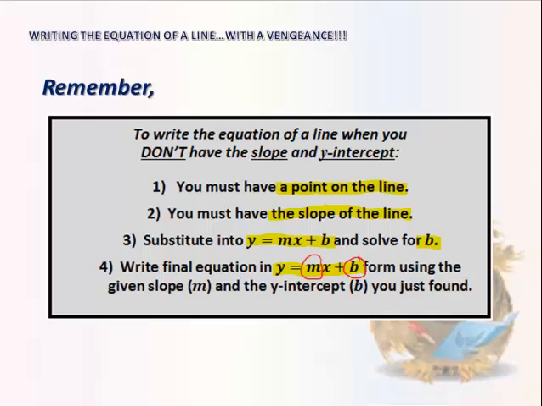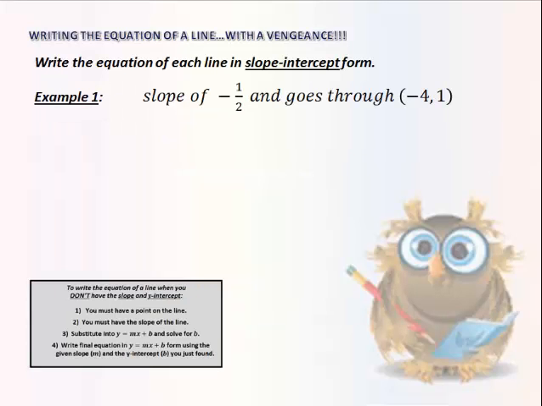Okay? And remember, there are other things you might have to do with this. You might have to actually find the slope. Remember, to find the slope, you have to have 2 points. So let's go ahead and get started on the first example. This should basically be a review for you because you've done these same types of problems in the last 2 lessons.